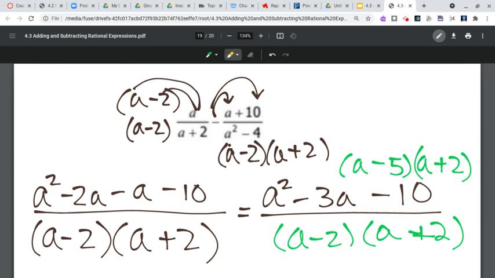Now, when I carry through the denominator, a minus 2, a plus 2, I immediately recognize I can cancel out a common factor in the numerator and the denominator, which leaves us with our final simplified answer of a minus 5 over a minus 2. Final answer is here.